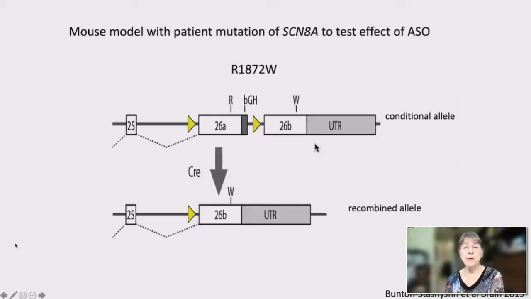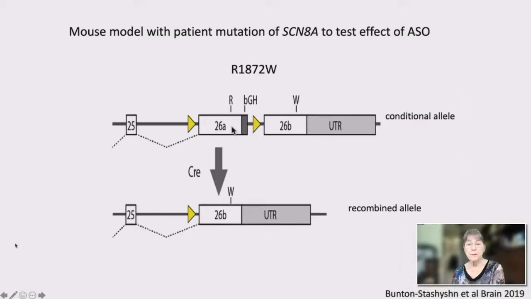Now, the mouse model that we're using has a patient mutation of SCN8A to test the effect of this ASO. The mouse that we generated has 2 copies of exon 26. Without CRE, normally it expresses the wild type variant, but if we expose it to a CRE, depending on the specificity of the CRE, we rearrange this gene and we then express the W, or the tryptophan, allele.